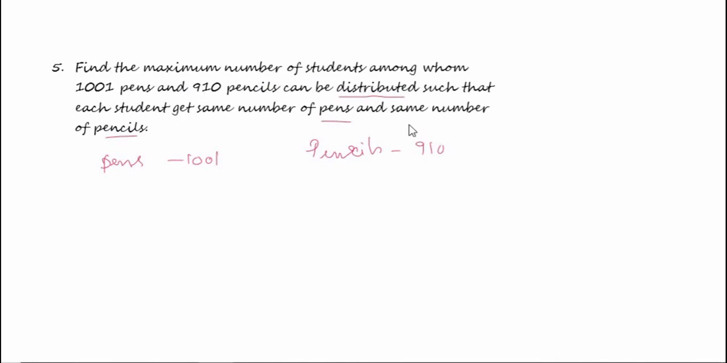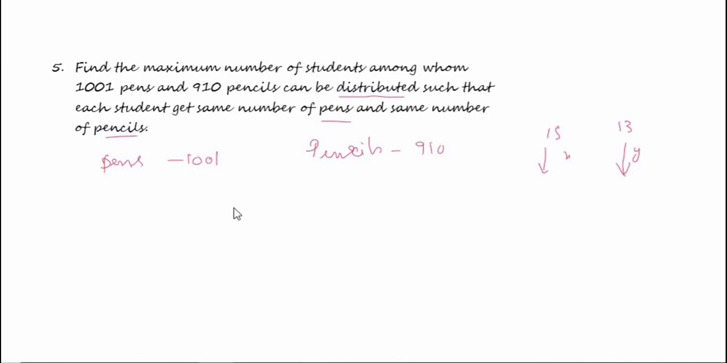But if one person gets say 15 pens, everybody has to get 15 pens. If one person gets, suppose, 13 pencils, every person has to get 13 pencils. It doesn't mean that if one person gets 10 pens, he has to get 10 pencils also. No, if one person in the group gets x pens, everybody has to get x. If one person gets y pencils, everybody has to get y pencils. That is what it means.